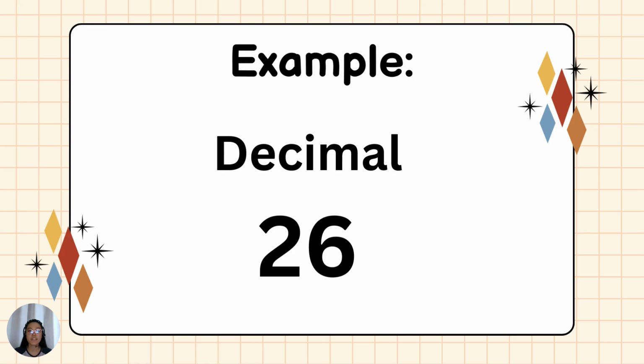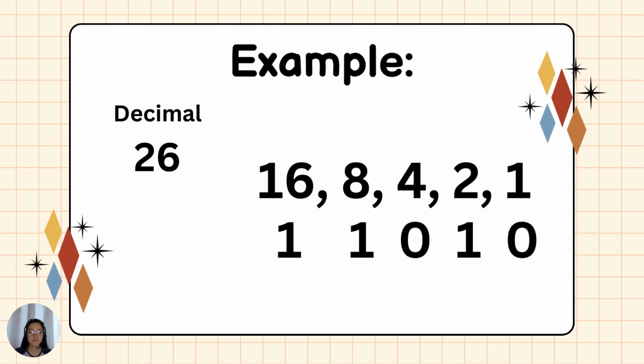Now, I'll give you another example. Let's find out the binary equivalent of 26. Again, let's do the same process. 1, 2, 4, 8, and then 16. So we're going to start with 16. Since the next number after 16 is 32, we will not proceed to 32 since we are just going to find the binary equivalent of 26. So let's stop at 16.